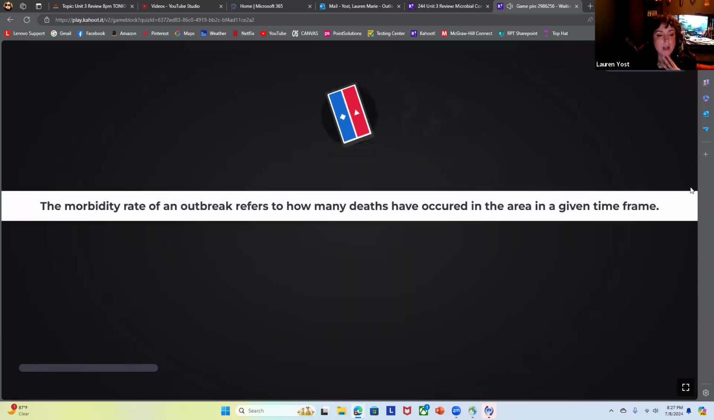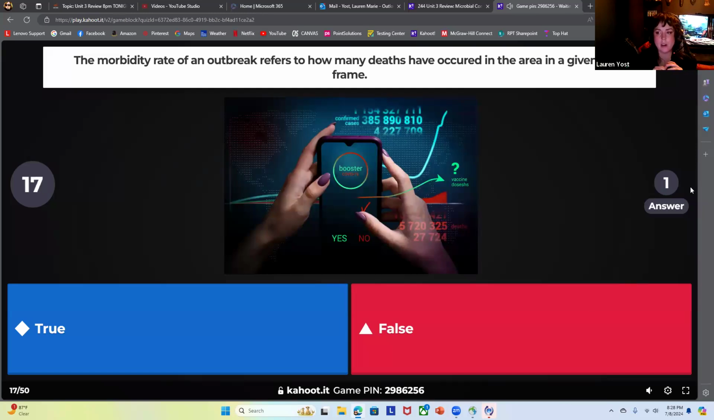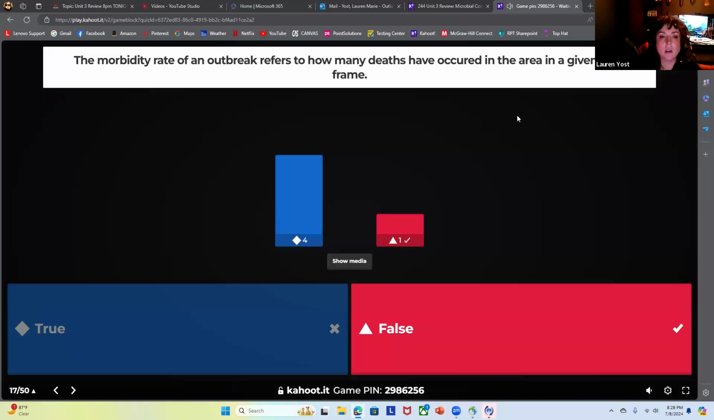All right, the morbidity rate of an outbreak refers to how many deaths have occurred in the area in a given time frame. Let's hope that I changed this one. I think I had the wrong answer for this one, so hopefully I updated it. All right, so the morbidity rates, this one is false.